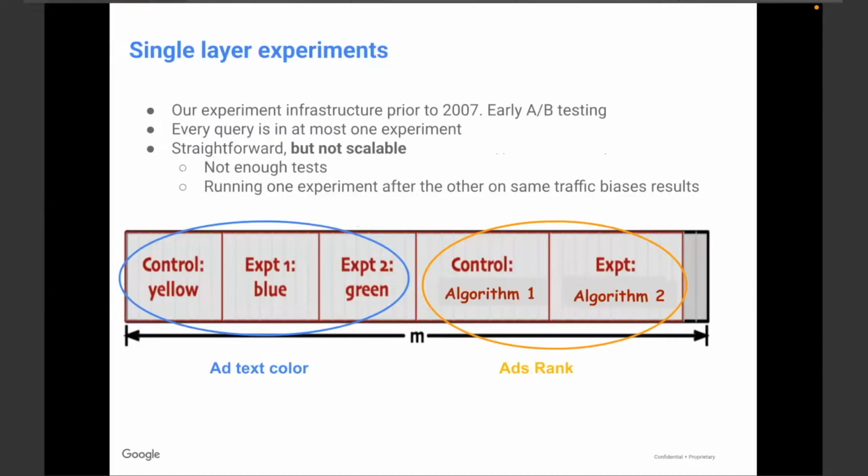If I have 100% of Google's traffic, and every experiment, in order to reach some power, needs 1% of the traffic, this means with one layer I can run at most 100 experiments at the same time, and that's insufficient for Google. Google is constantly running thousands, if not tens of thousands, of experiments testing features, and we're trying to use the data to guide better product development.